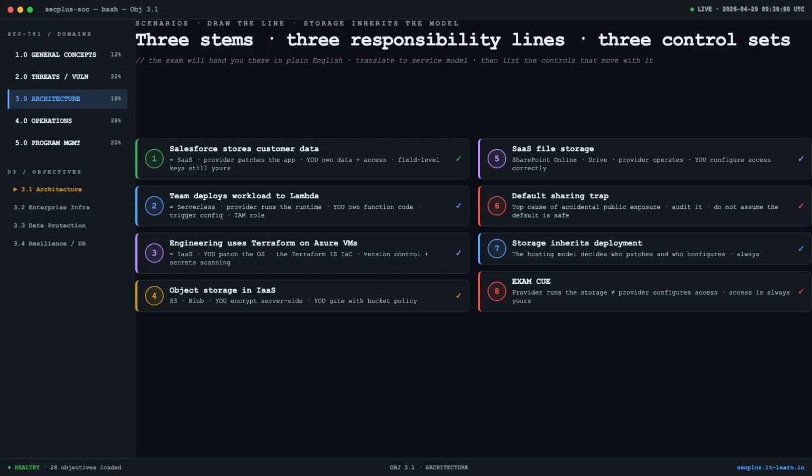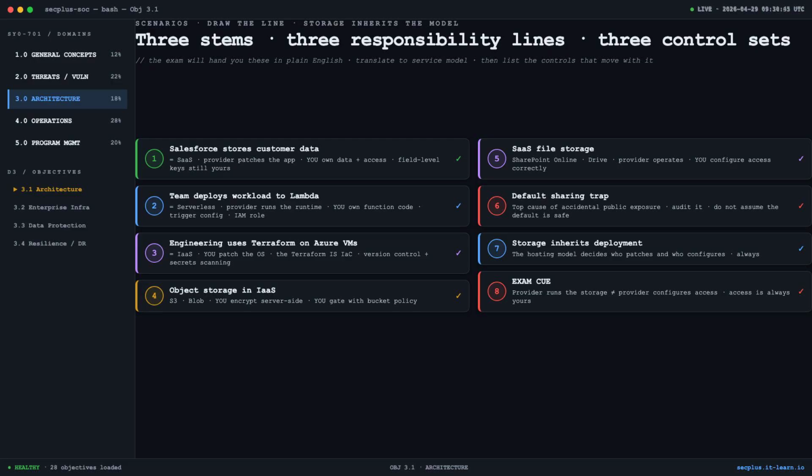One more nuance the exam likes. Storage architectures inherit the security properties of the deployment model that hosts them. Object storage in IaaS, AWS S3, Azure Blob, is your responsibility to encrypt with server-side encryption and your responsibility to gate with bucket policy. SaaS storage, SharePoint Online, Google Drive, is the provider's responsibility to operate, but yours to configure access correctly. The classic mistake is assuming that because the provider runs the storage, the access controls are also handled. They are not. The default sharing setting on a SaaS file storage product is one of the top causes of accidental public exposure. Audit it.